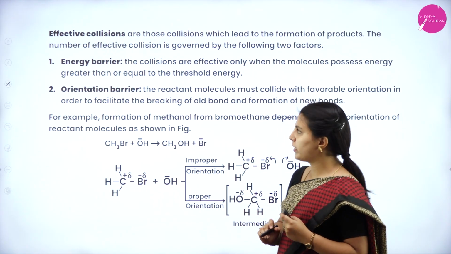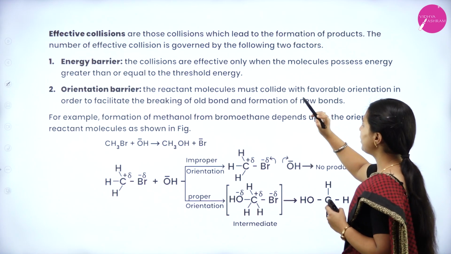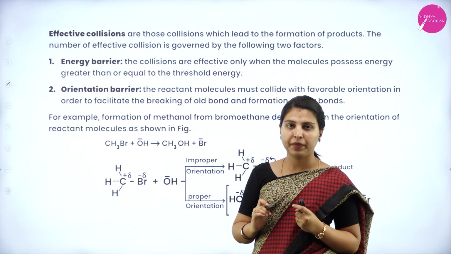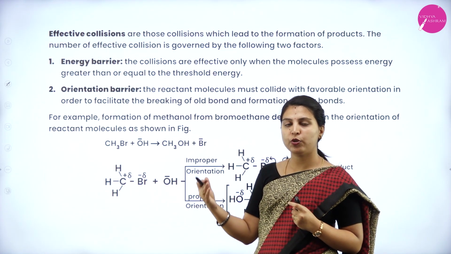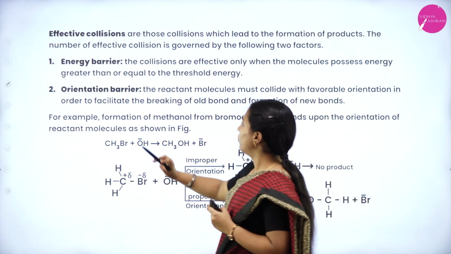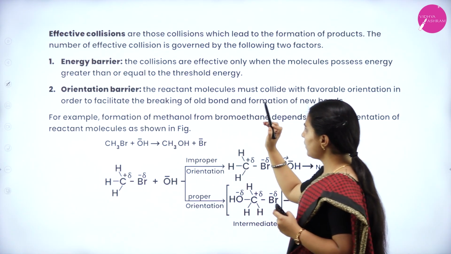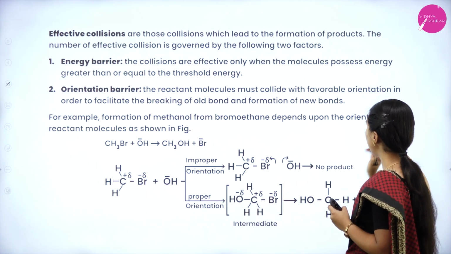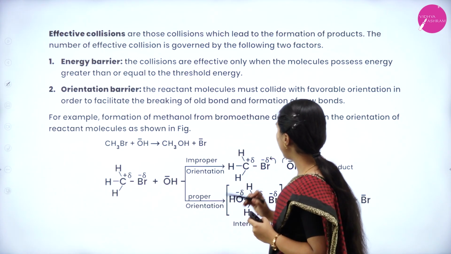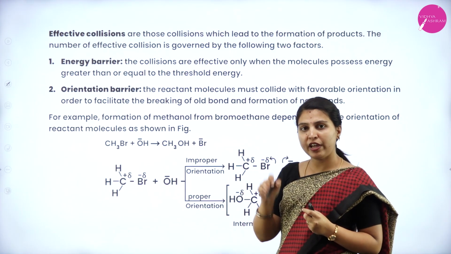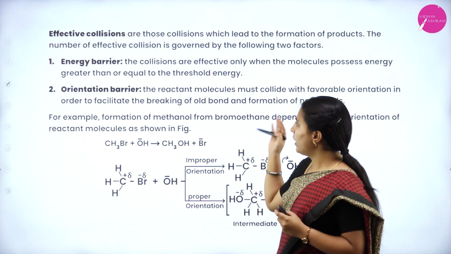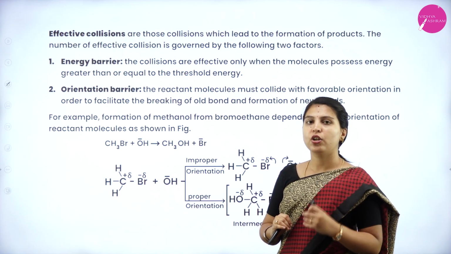What is that energy barrier? Collisions are effective only when the molecules possess energy greater than or equal to the threshold energy. Whenever the energy is equal to or more than the threshold energy, the collisions will be effective. What is the orientation barrier? The reactant molecule must collide with favorable orientation in order to facilitate the breaking of old bonds and formation of new bonds. There should be a favorable condition to form or to break the bonds. Then only the reactant molecules will collide effectively.